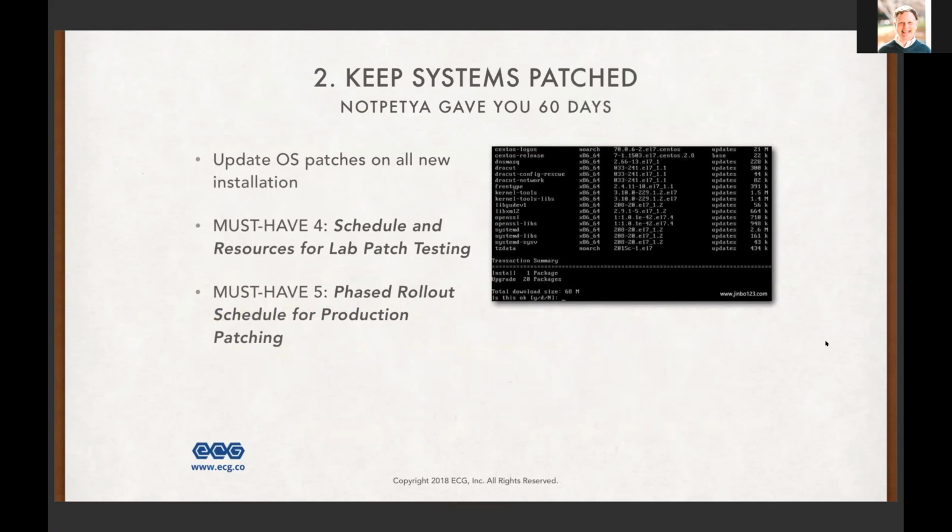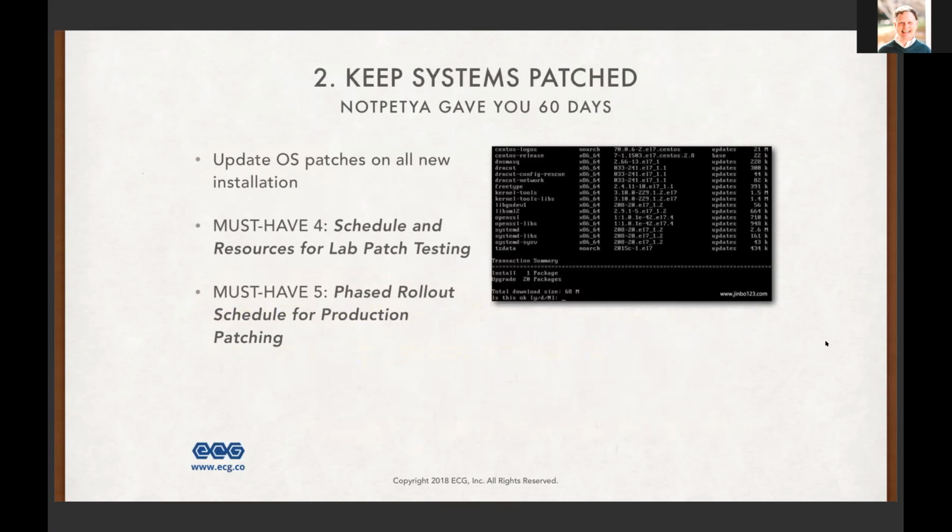Okay, so lesson number 2 is keep your systems patched. Once you've prepared to do the patching and you're prepared to test those updates, keeping them patched is the next step. I've got a note here: NotPetya gave you 60 days. On one day in early 2017, there was an update released by Microsoft to fix the vulnerability. And exactly 60 days later, the NotPetya exploit hit the internet, and it started primarily in Ukraine. It spread from there through Europe and the US and Asia and around the world.